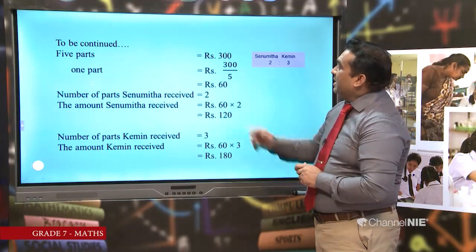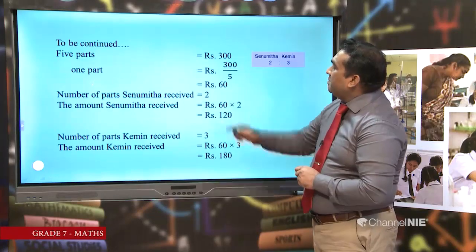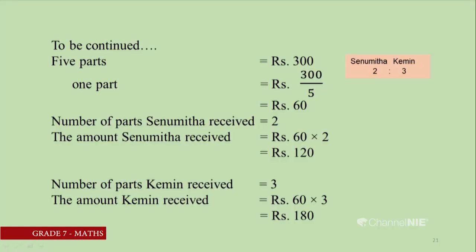5 parts equal 300 rupees. 1 part is 300 over 5, 60. The number of parts Senumita received is 2. As a result, 60 multiplied by 2 is 120 for Senumita. The number of parts Kemin received is 3.